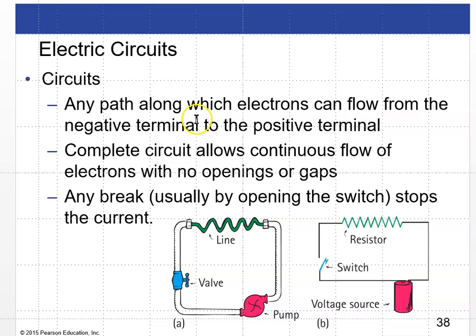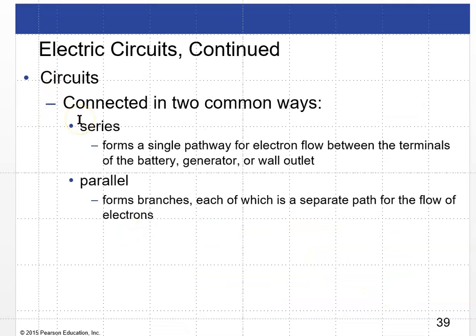A circuit is any path along which the electrons can flow from the negative terminal to the positive terminal. And a complete circuit is necessary to allow the continuous flow of electrons. A complete circuit means there are no openings or gaps. Now, any break, which is usually caused by opening a switch or disconnecting something, will stop the flow of current. Circuits have two common ways of being connected.